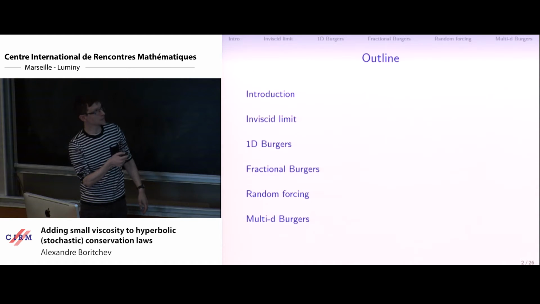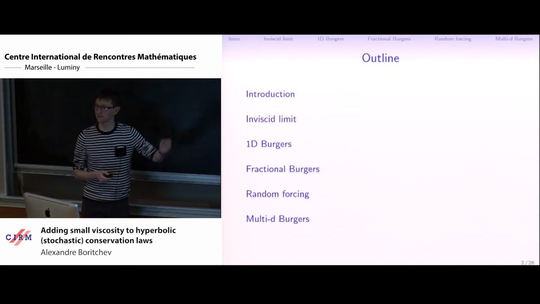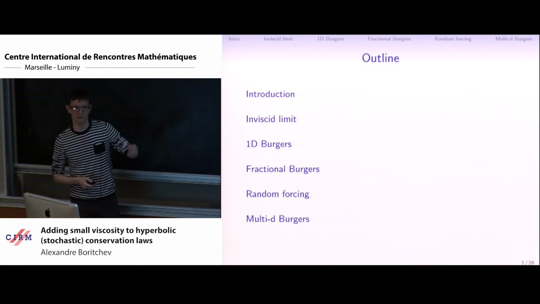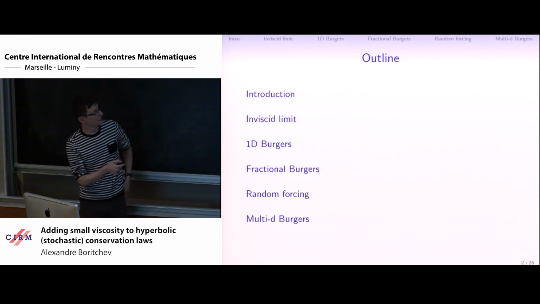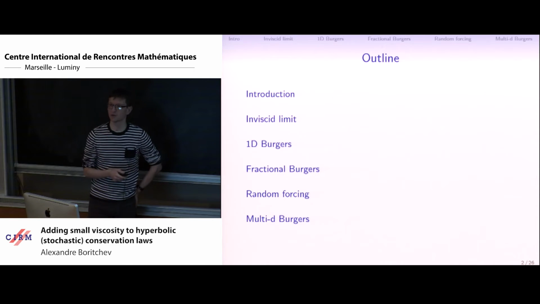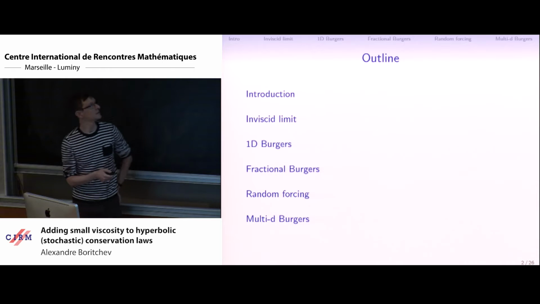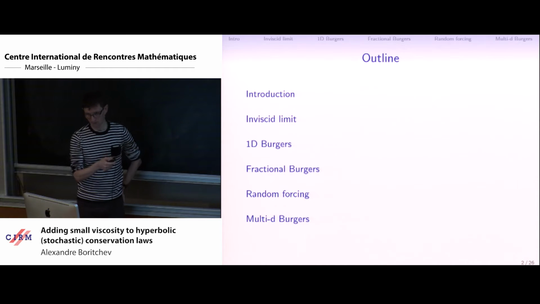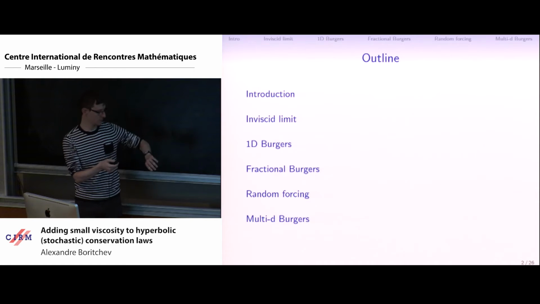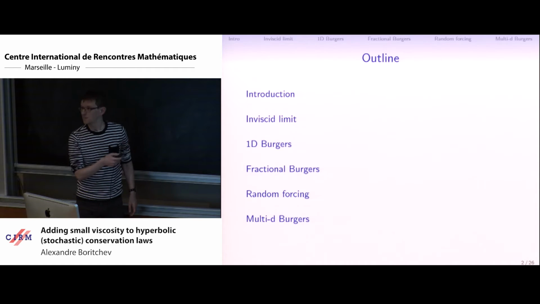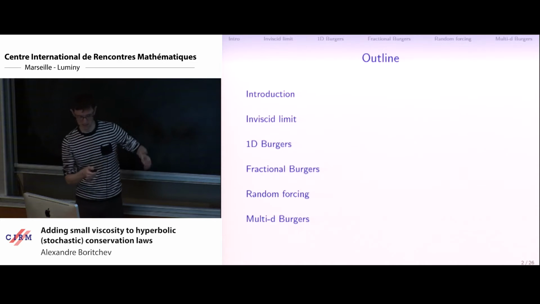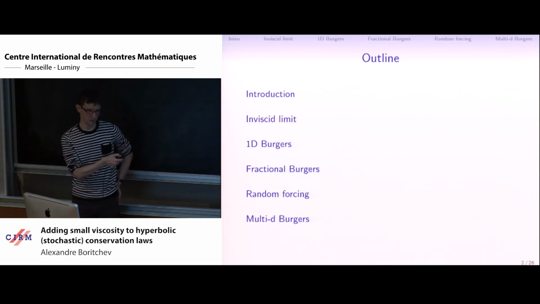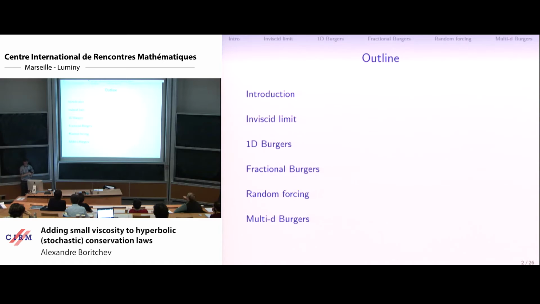So first I will talk about the behavior of the solutions in the inviscid limit. So in other words, what kind of explosions or shocks we have in the models. Then there will be the main part, which is about the one-dimensional Burgers equation. Then there will be a good small modification about the fractional Burgers equation. Then, depending on the time, I will give a more or less large role either to the random forcing or to the multidimensional situation, or to both.